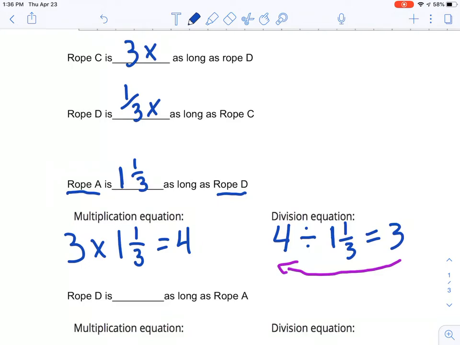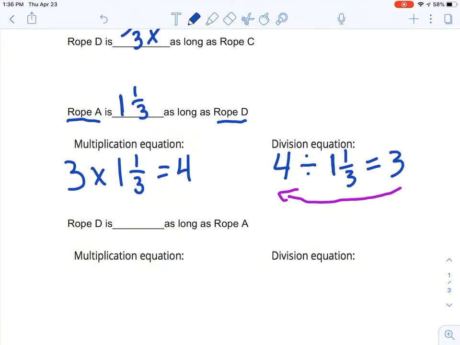Okay, good. Well, now we're going to do the opposite. We want to determine rope D and how its length compares to rope A.